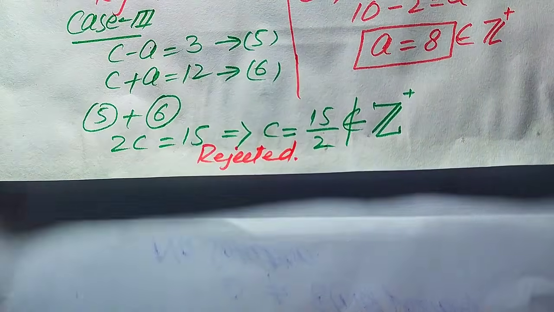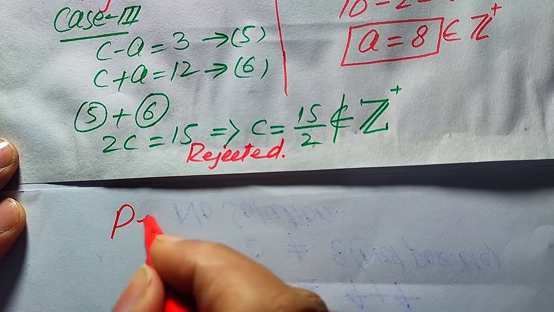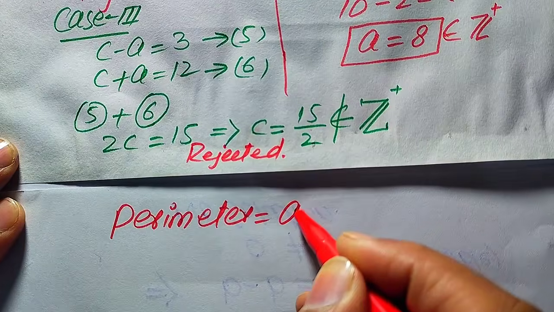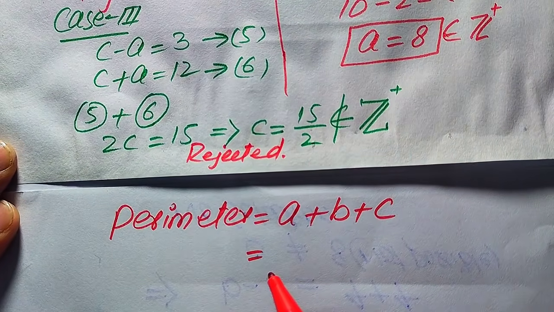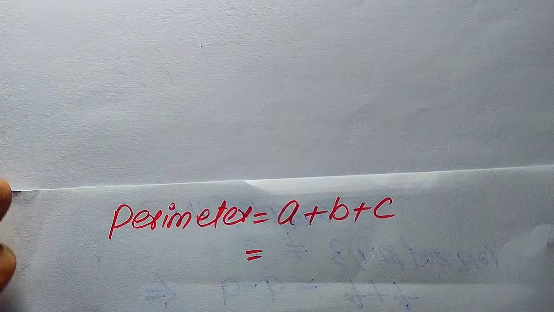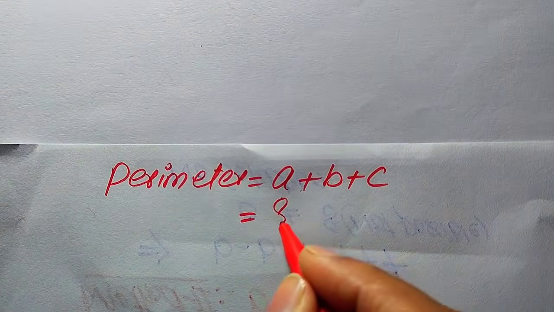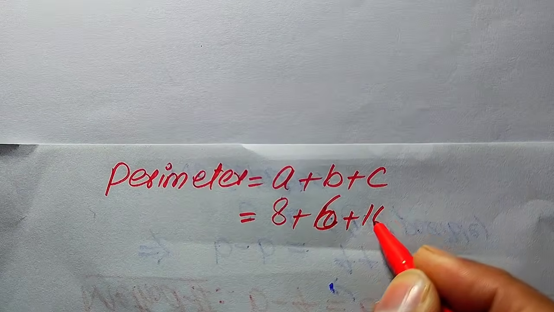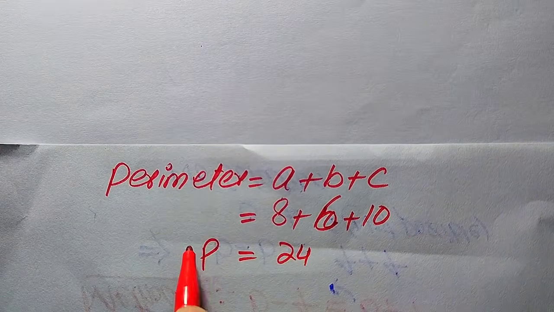So here we just find the perimeter of the right triangle, and you know that the formula of the perimeter of a triangle is the sum of all the boundaries. So here we have the value of a equal to 8, the value of b is 6, the value of c is 10. So finally the perimeter of the given triangle is 24.